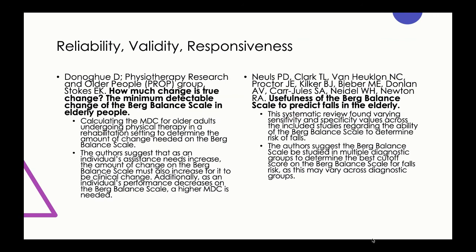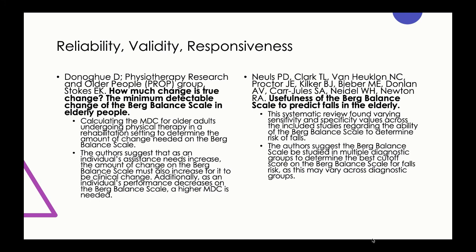Looking now at the reliability, validity, and responsiveness of the Berg Balance Scale, on the left, we have a randomized control trial that calculated the minimal detectable change for older adults undergoing physical therapy in a rehabilitation setting to determine the amount of change needed on the Berg Balance Scale. The authors suggest that as an individual's assistance needs increase, the amount of change on the Berg Balance Scale must also increase for it to be a clinical change. Additionally, as an individual's performance decreases on the Berg Balance Scale, a higher minimal detectable change is needed.